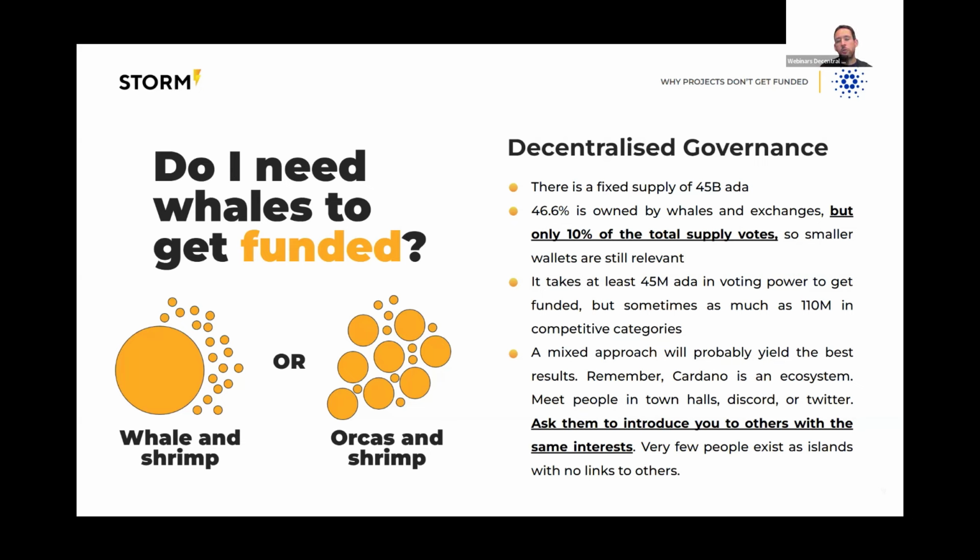that wealth in Cardano. So what we usually tell people is, number one, remember that Cardano is an ecosystem, and even though someone might be a shrimp in their investment in Cardano or in their wealth overall, they are likely connected to whales, and they are likely connected to what we call orcas, who are those people who individually have around 220,000 ADA, which would be the average amount of voting power you'd need per wallet in order to get approved.